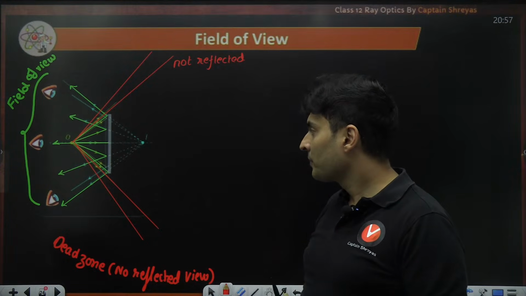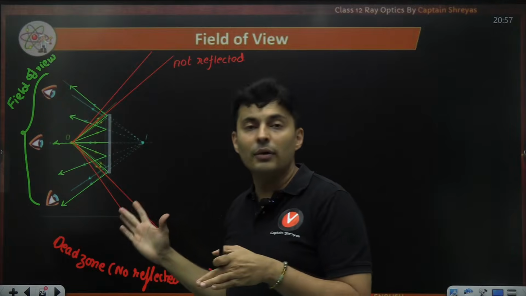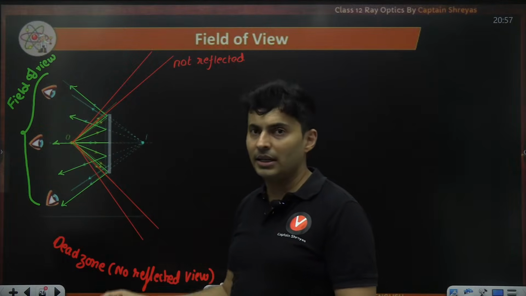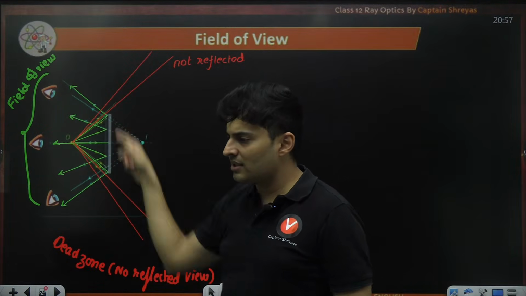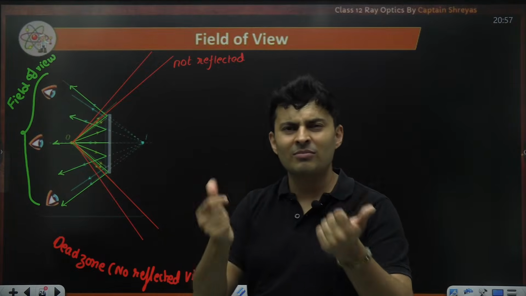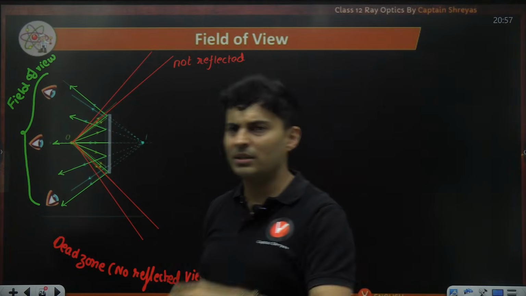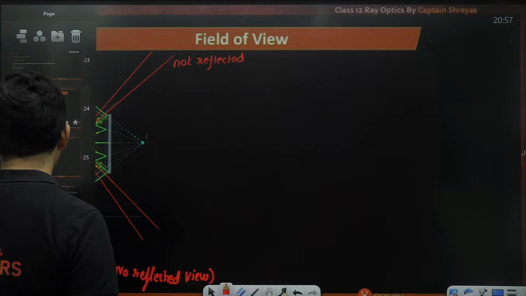You can say that. So for capturing the field of view or dead zone geometrically, just draw the extreme rays, and most of the time you will get the answer by using simple rules. That's the easy way.